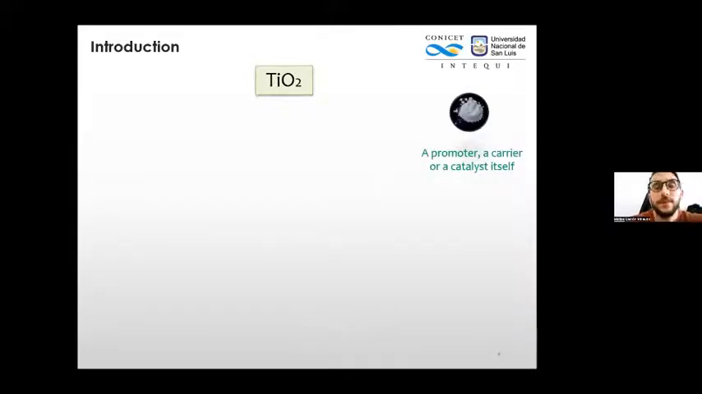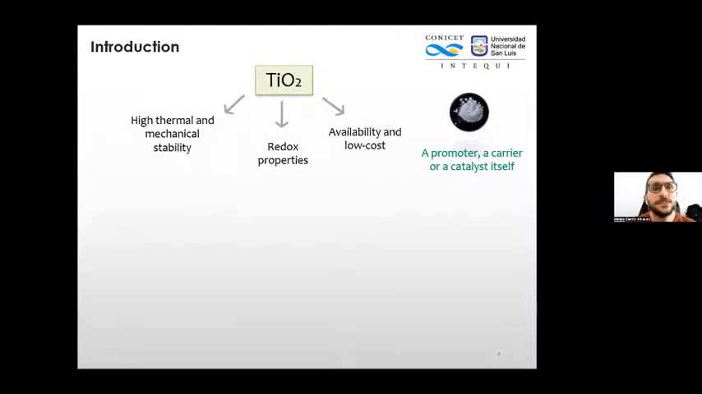If we take the example of titanium oxide, we know that this metal oxide can be a promoter, a carrier or support, or a catalyst itself, mostly in photocatalytic reactions and also in oxidation reactions. It is widely used in the literature because it has high thermal and mechanical stability. Also, the redox properties are well known, the change between the valencies of titanium, and also the availability and low cost of this metal oxide.